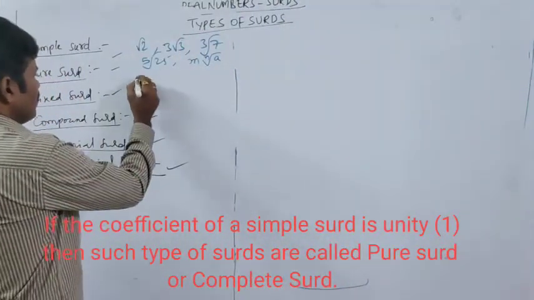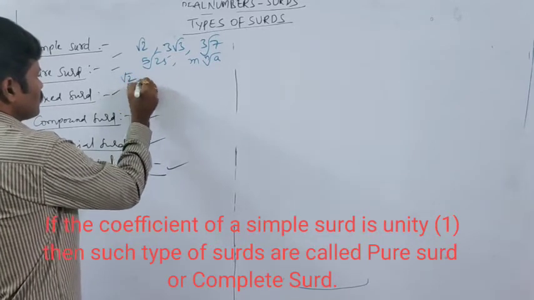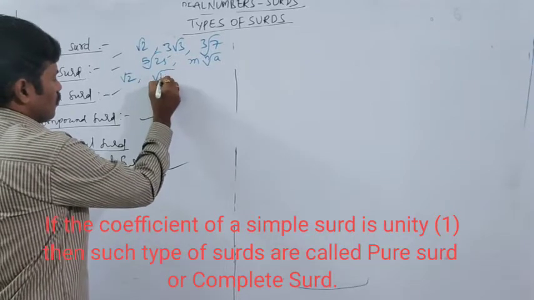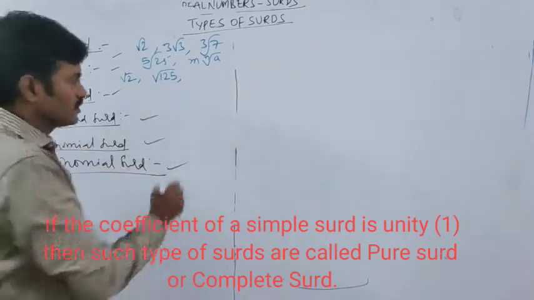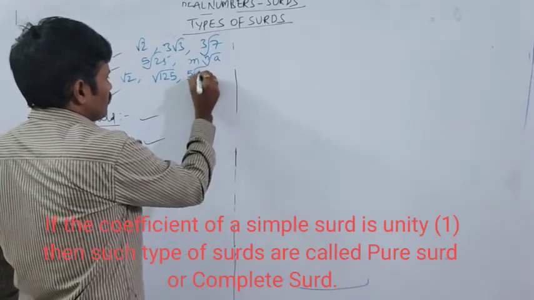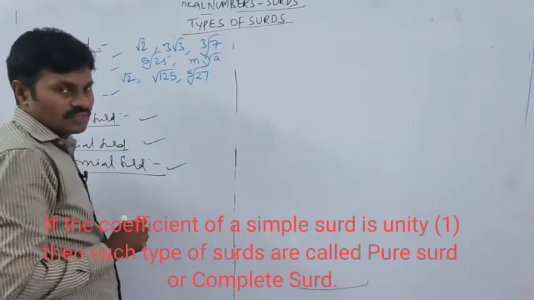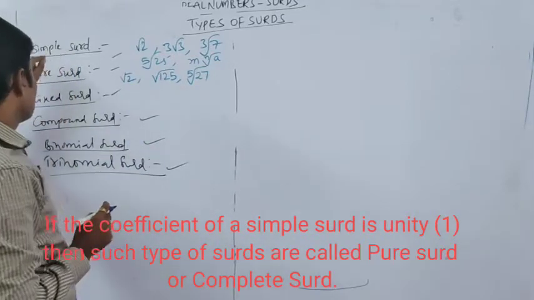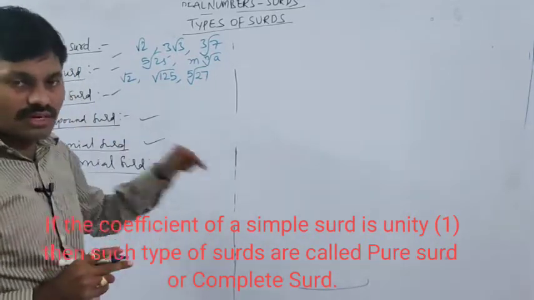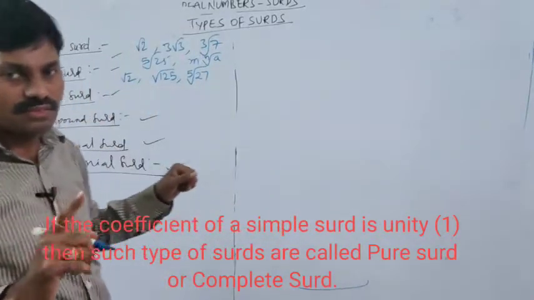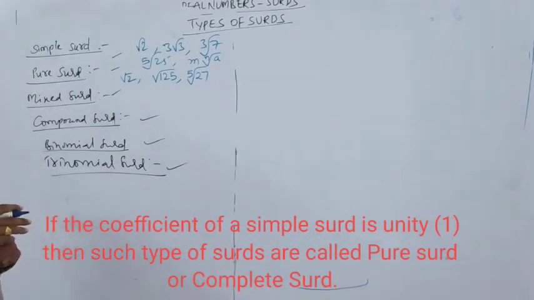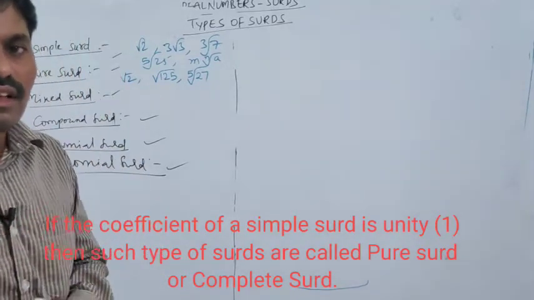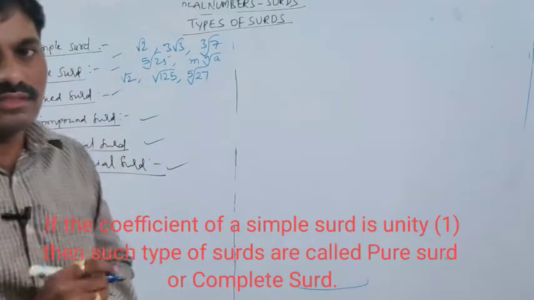For example, if you consider root 2, what is the coefficient of square root 2? 1. Root 125 or fifth root of 27. So what are the coefficients here? 1 itself. That means these are simple sets only, but the coefficient of the simple sets is 1 here. If the coefficient of the simple sets is 1, such type of sets are called pure sets. Is it clear?